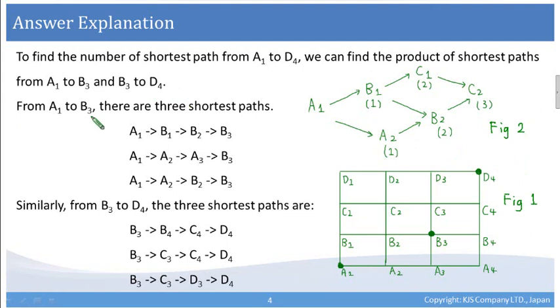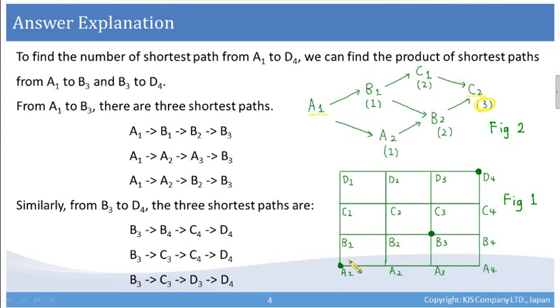So from A1 to B3, there are three shortest paths. Well, first of all, you need to really look at Figure 2. So, for example, from A1 to C2, there are three shortest paths. A1 to C2, it says 3, so there are three shortest paths.